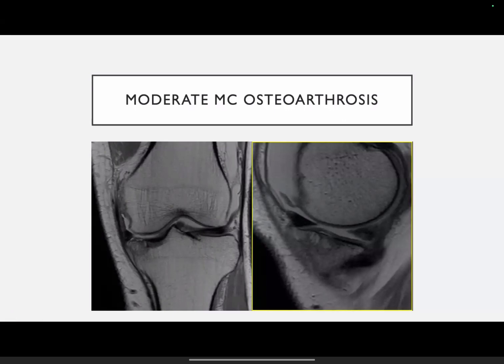Next is a case where we can see that again there is medial compartment osteoarthrosis, and you can again see a chondral delamination here, that this cartilage is lifted up from the subchondral bone plate, and there is degenerative subchondral cystic changes, and definitely marrow edema, which would be seen better on the fat sat images.